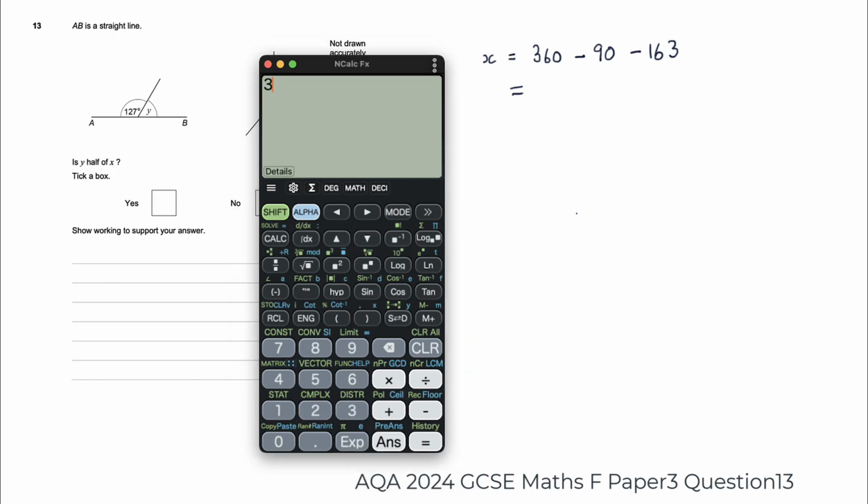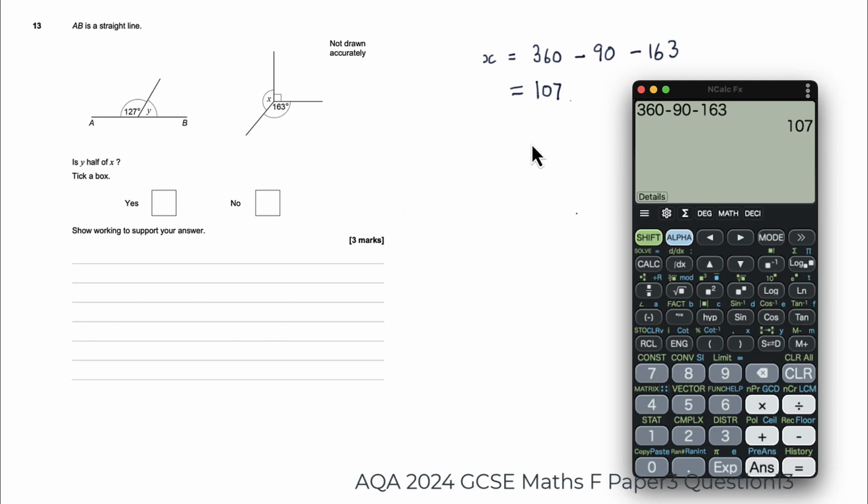360, we're subtracting 90 and we're subtracting 163, and that equals 107. Now I think that's what we suspected from our animation, that was 107. So x is 107.